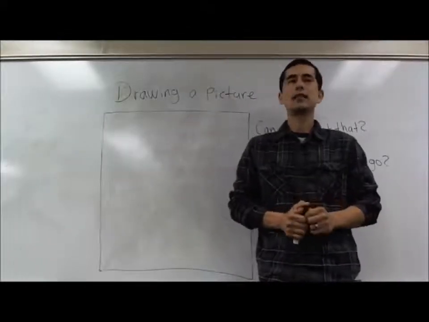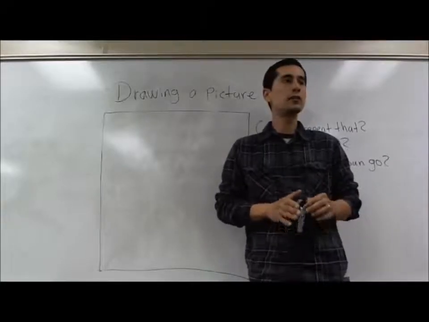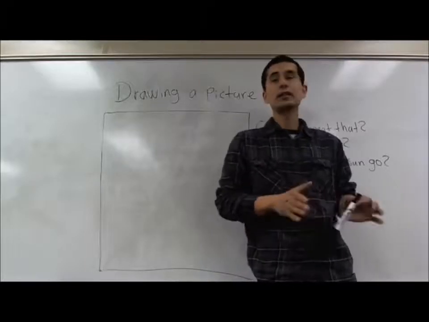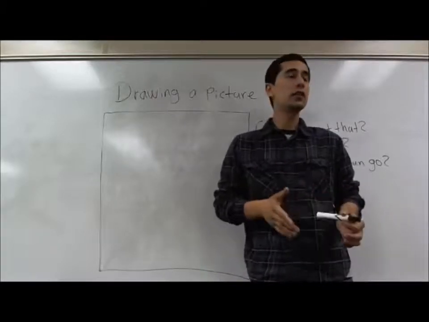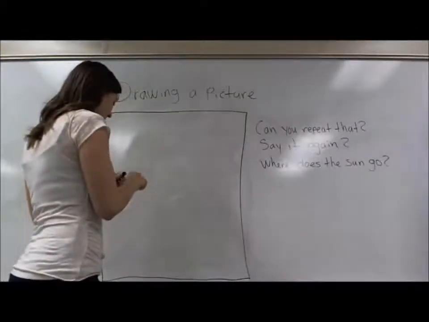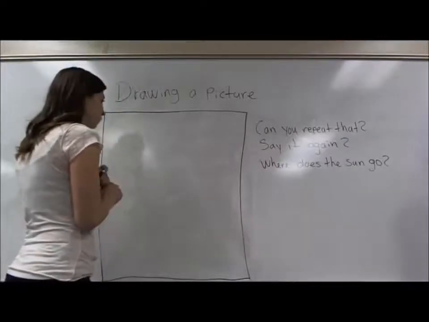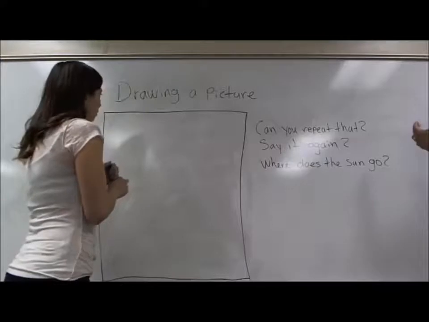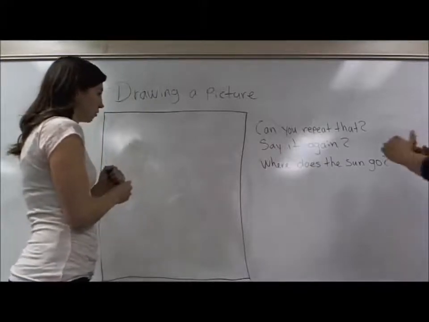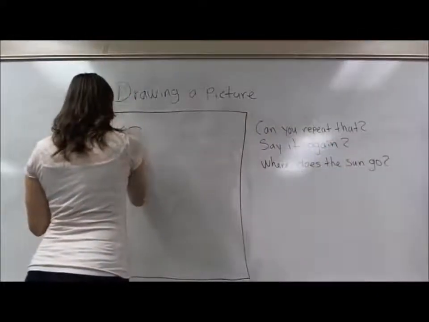All right, class. Now we're going to do a drawing activity. You're going to work in pairs, but I'm going to need a volunteer to demonstrate this activity. Okay, you're going to draw a sun on the top left of the box. Okay, remember, it's going to be on the top left of the box.